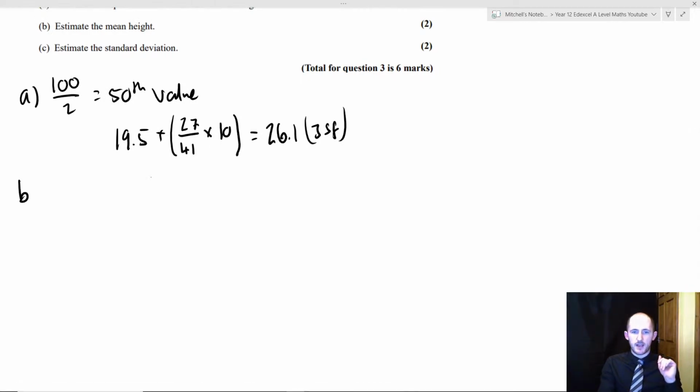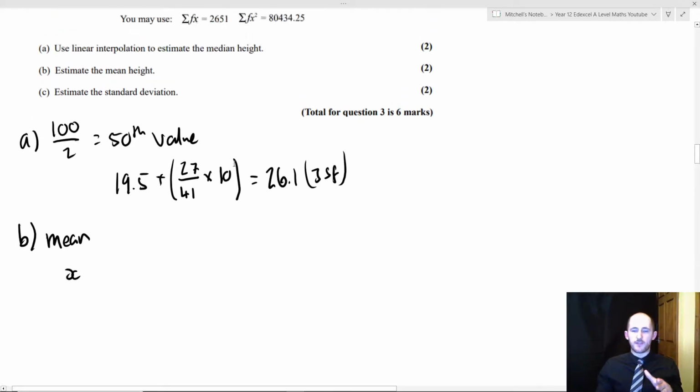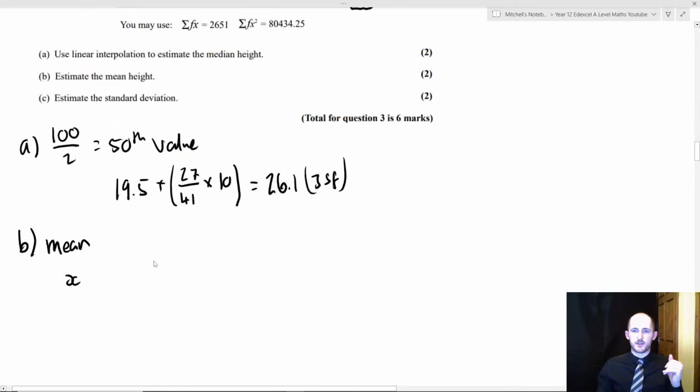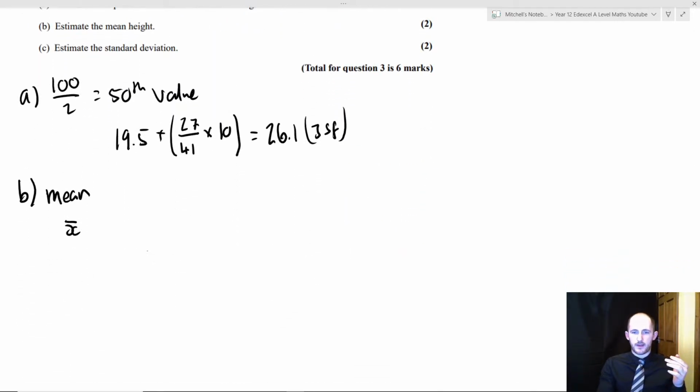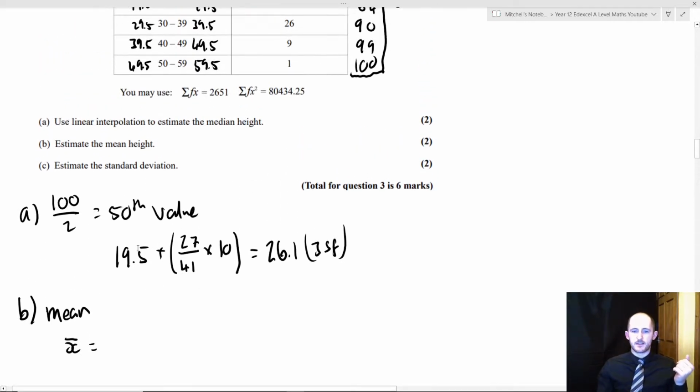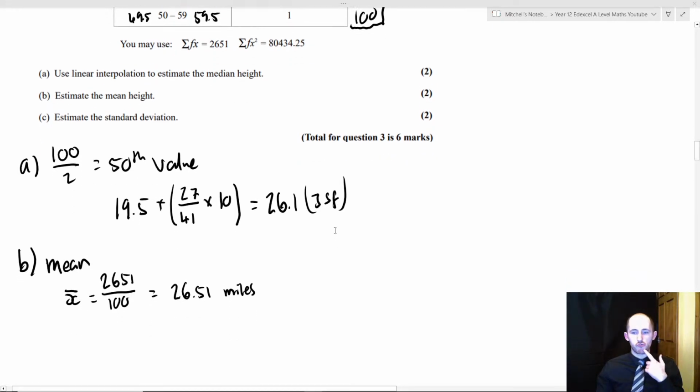Okay, estimate the mean height. Well, again, with the mean. By the way, the mean is sometimes given the variable, which they didn't give us one, so maybe x or something, with a little hat on it. Just FYI. It's the sum of fx over n. So 2651 over 100. So 26.51 miles. It didn't ask us to round it, so I'm not going to.